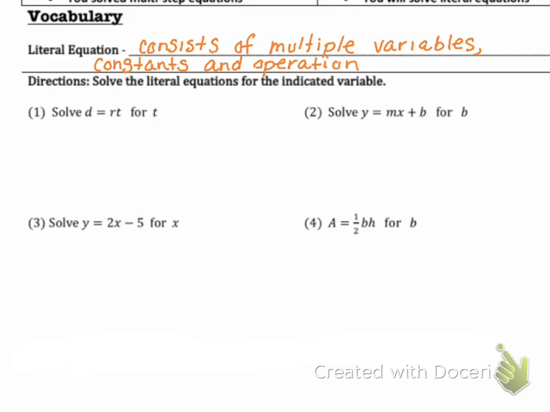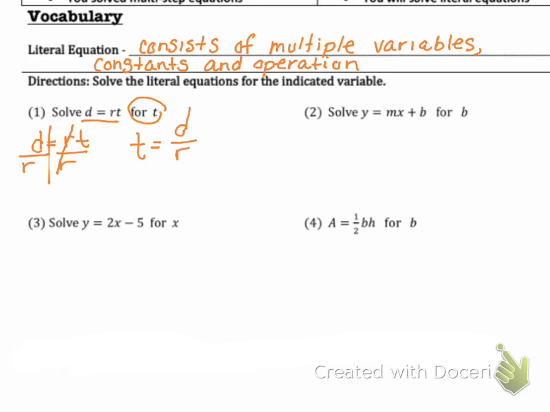Like in number 1, it says solve d equals rt for t. When it says solve for t, just think of it as I'm trying to isolate the t. So d is equal to rt, and the only thing that's by t is the r. If r were a number, I would divide it from both sides, and that's exactly what I'm going to do here. If I divide both sides by r, t is now by itself, and that's equal to d divided by r. That's my answer. That's it. I know it kind of seems weird, and I know you're going to cringe at me saying that.